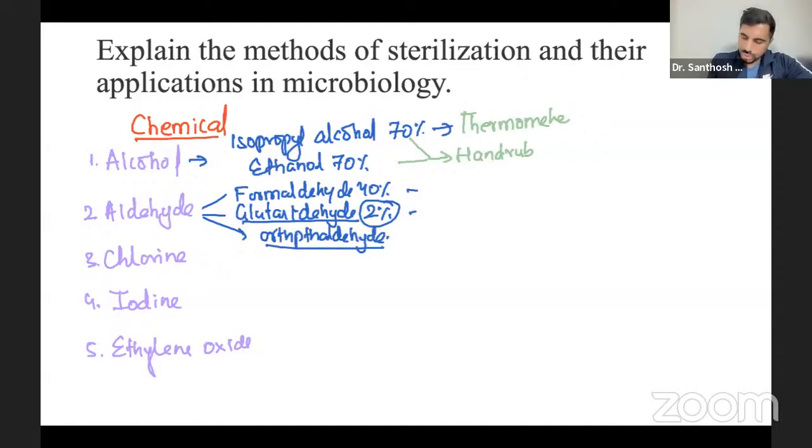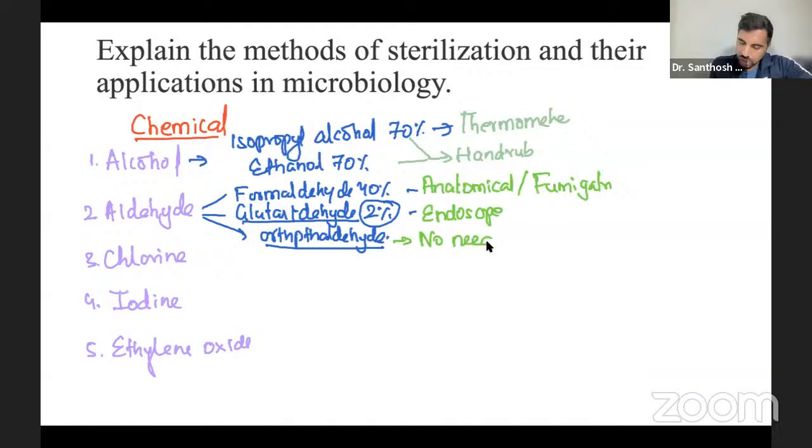Now what are the uses? First, formaldehyde is used for anatomical specimens and also for fumigation. Glutaraldehyde is for endoscopes, so important. Orthophthaldehyde is basically the same as glutaraldehyde, but with no need for any activation. That's it.